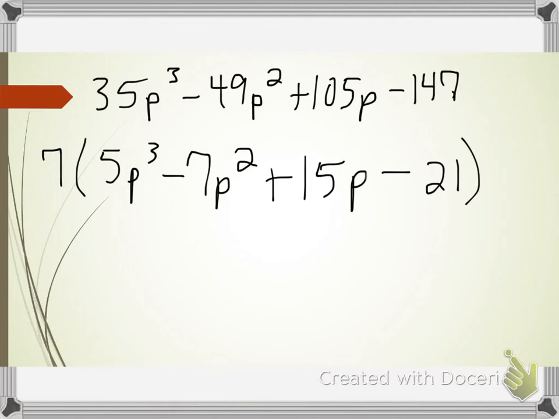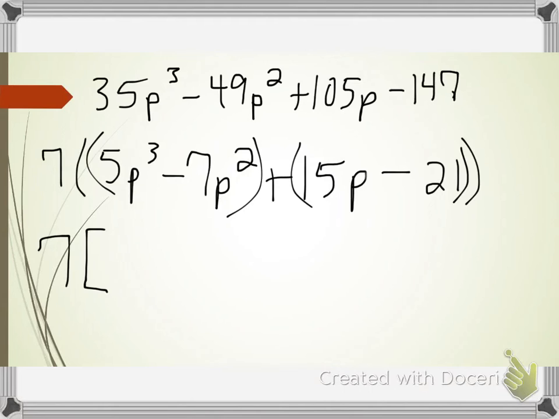Now I can look at factoring by grouping. So I've got 4 terms, correct? I'm looking at this new polynomial in the parentheses: 5p cubed minus 7p squared plus 15p minus 21. Based on today, what are we going to group together? 5p cubed minus 7p squared, and 15p minus 21. Everyone okay with that? Do I need to bring that 7 along for the ride? Yes, I do. It's part of my answer.